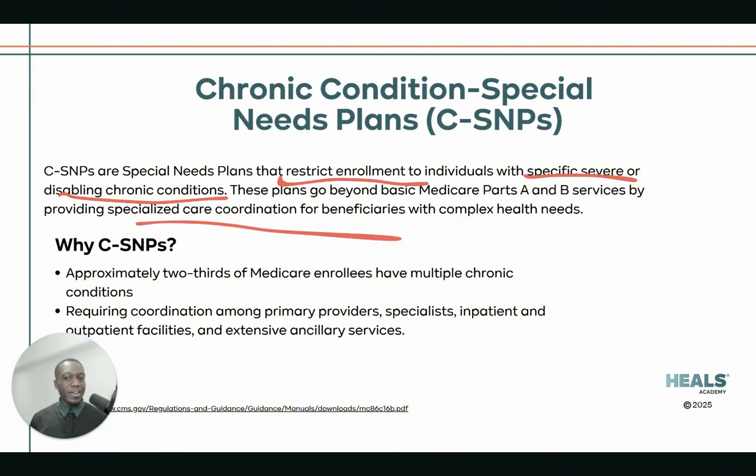And the reason why C-SNPs are needed is that approximately two-thirds of all Medicare enrollees have multiple chronic conditions, requiring coordination among the primary care providers, the specialists, the inpatient and outpatient facilities, and all the extensive ancillary services that are truly needed to provide high quality care for these types of beneficiaries who have multiple chronic conditions. And that is the goal of the C-SNP.